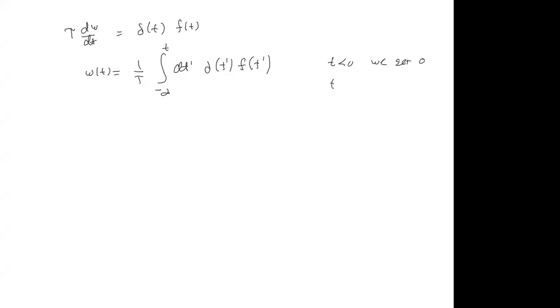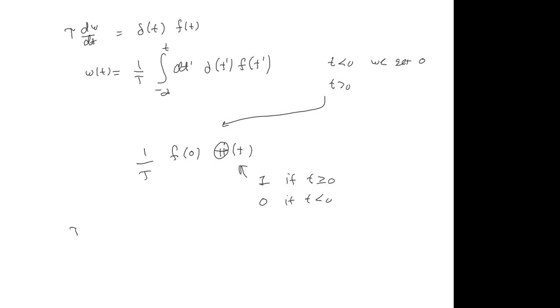So if t is greater than zero, f of t is only non-zero when t is zero. So if t is greater than zero, we get one over tau f of zero. And we can put theta of t, which means one if t is greater than or equal to zero, and zero otherwise. So it's a really convenient way of writing things.